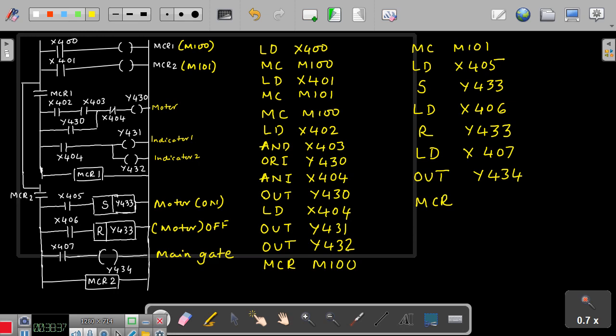MCR M102. So these are the instructions which I am supposed to write for this particular program, and I hope you are also trying it in parallel. So with this, I will stop this particular problem.